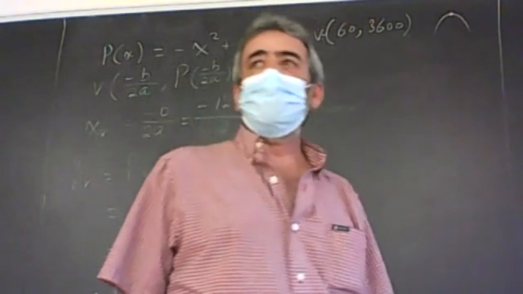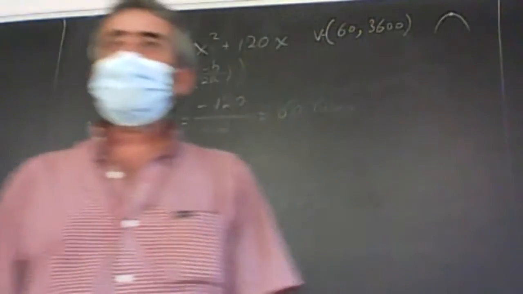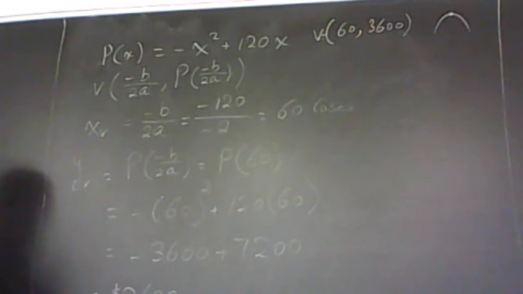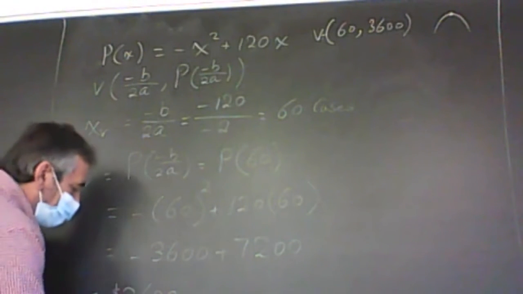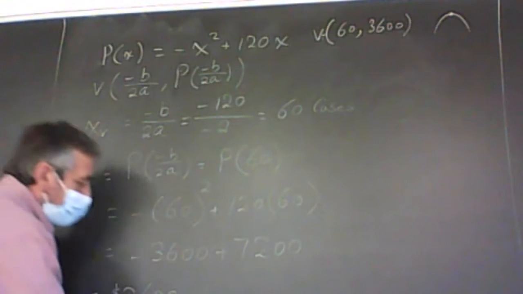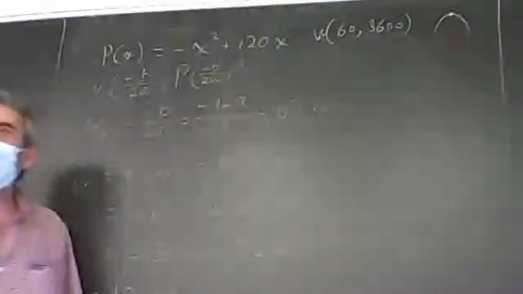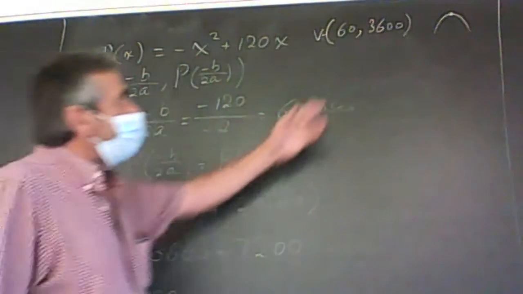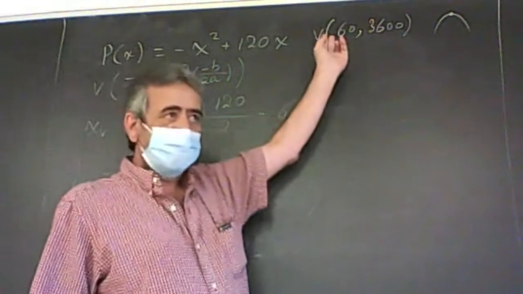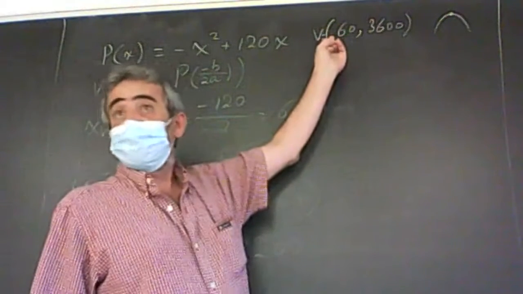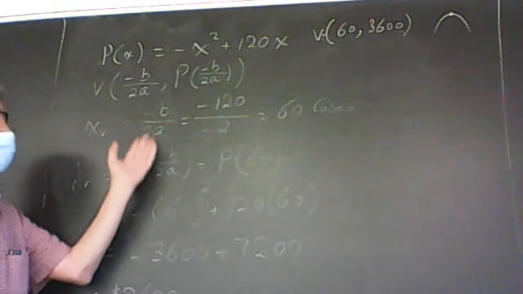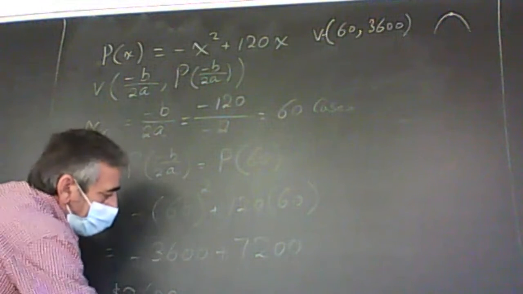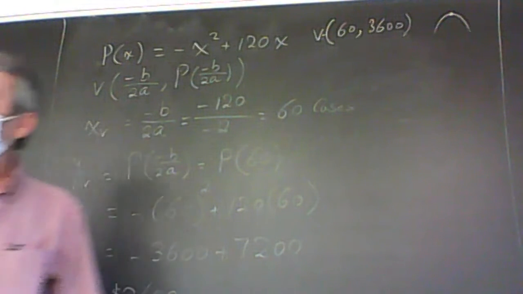Now, what is the axis of symmetry? The axis of symmetry of a parabola always is x equal. Always. x what? x equal. Equal to what? Equal to the value of x in the vertex, or in this case, minus b over 2a. Yeah? So what is it? 60. Clear?